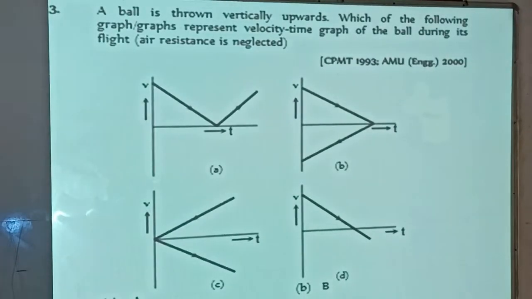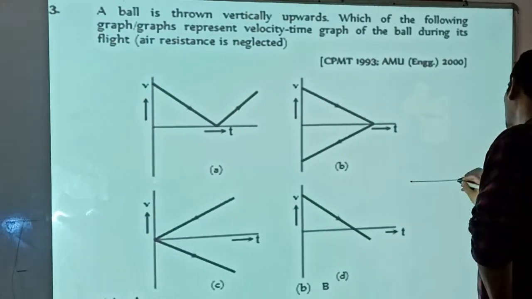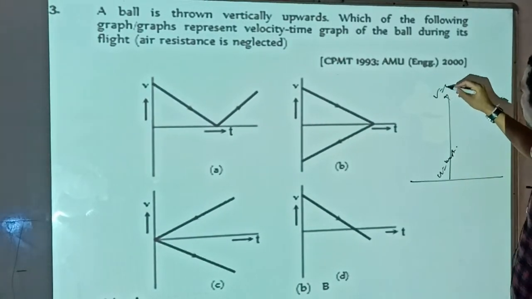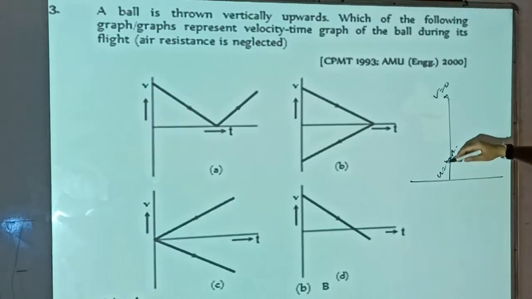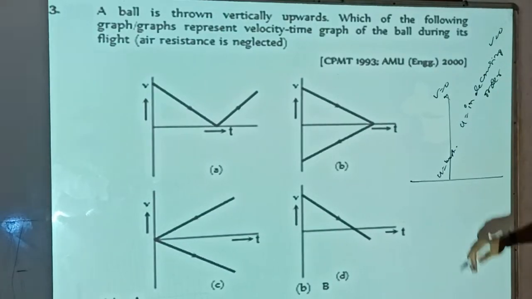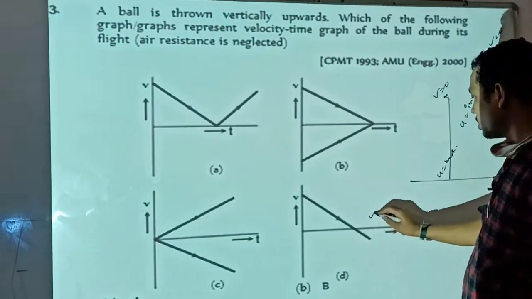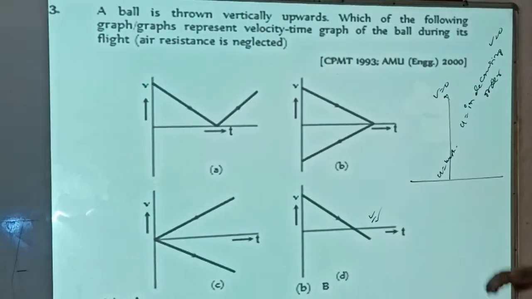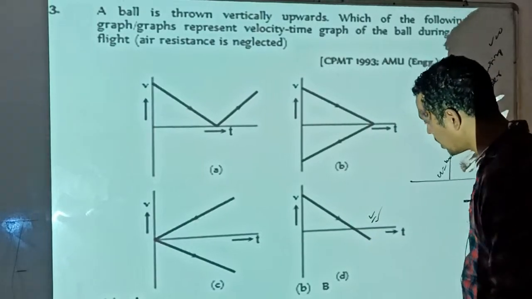This is your final question of this class. A ball is thrown vertically upwards. Which of the following graphs represents the velocity time graph of the ball during its flight? If a ball is thrown upwards, the initial velocity is maximum and the final velocity will be 0. So it will be in decreasing order, and finally v will be 0, right? None of the other options has the correct graph, so in the last one you will have the correct option.